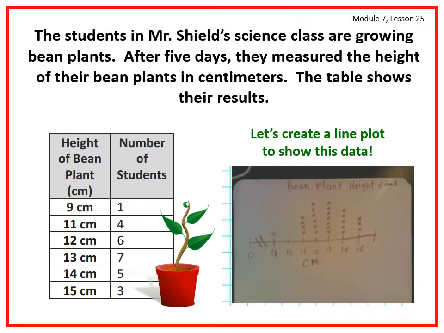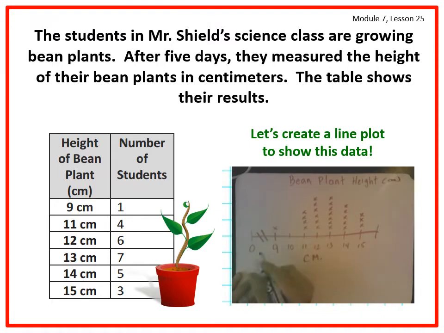What is the difference between the tallest and shortest bean plant? Well, the tallest bean plant would be 7 and the shortest bean plant would be 1. So the difference would be what? If the tallest is 7 and the smallest is 1, the difference is 6 centimeters. Yes, how do we know? Because we did our problem. 7 minus 1 equals 6.